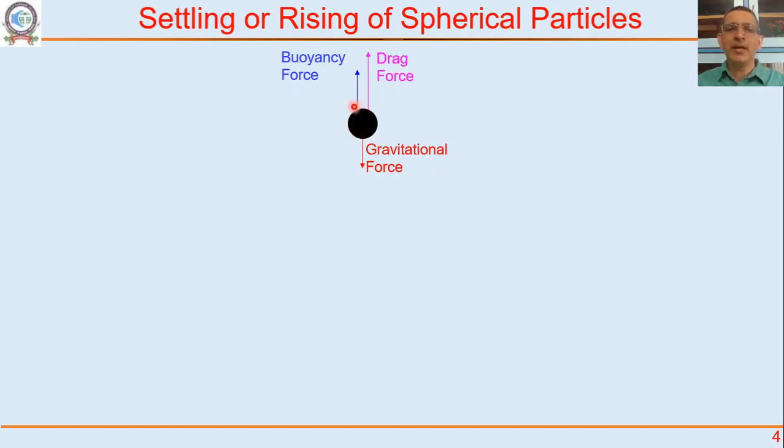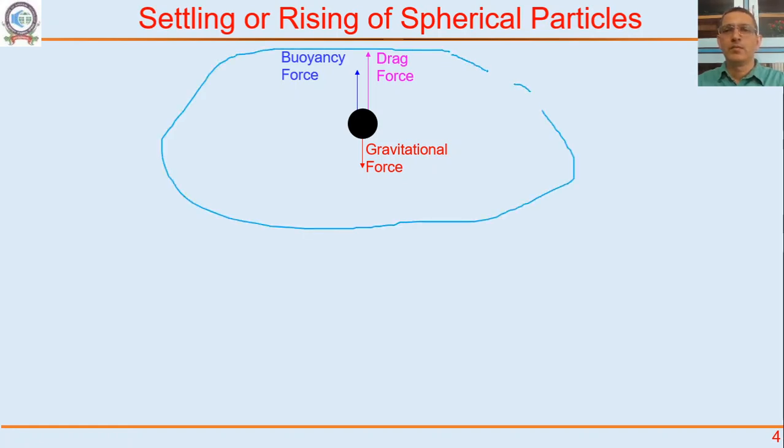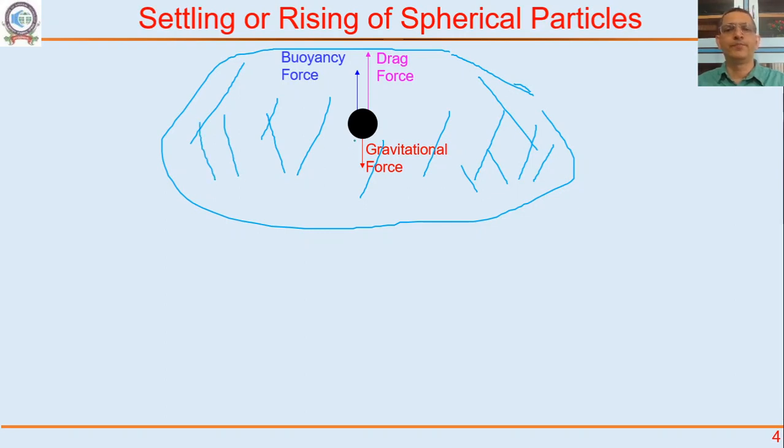Imagine right now there is a stagnant liquid, so the liquid is not moving. Let's just draw that liquid. Imagine that there is a liquid all around this particle. In general it can be a fluid, it can be a gas or it can be a liquid, and this fluid has a density different from the particle.